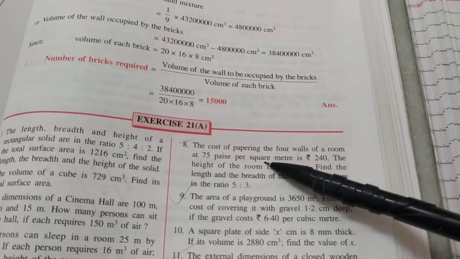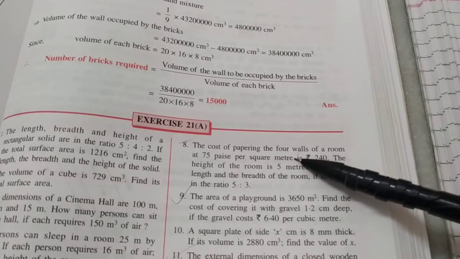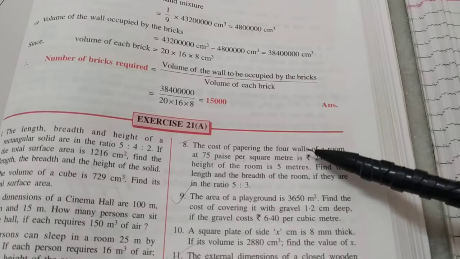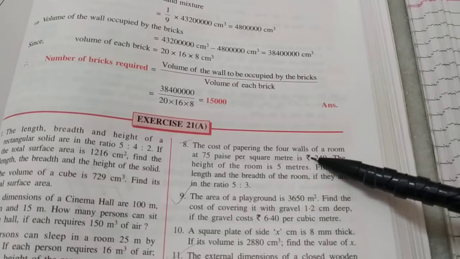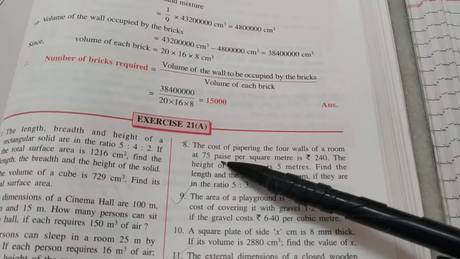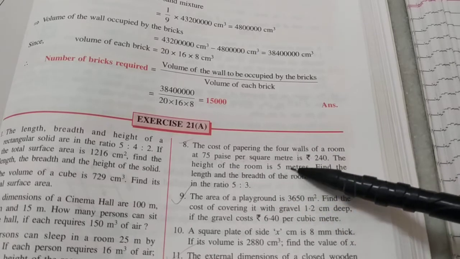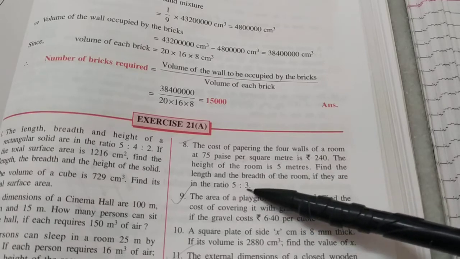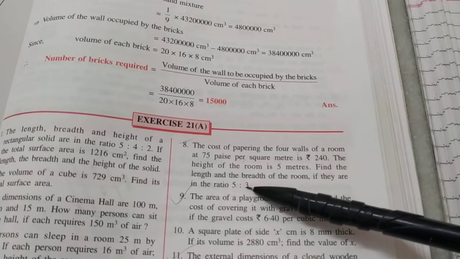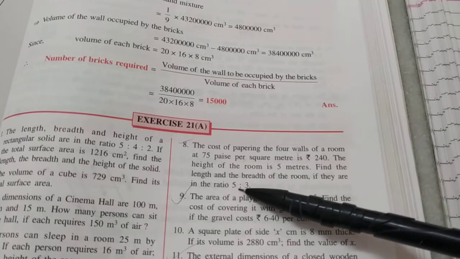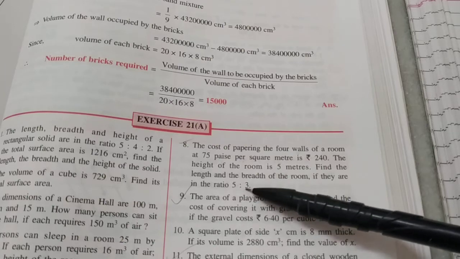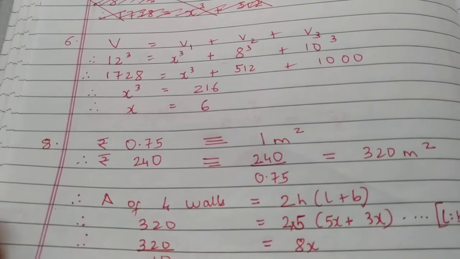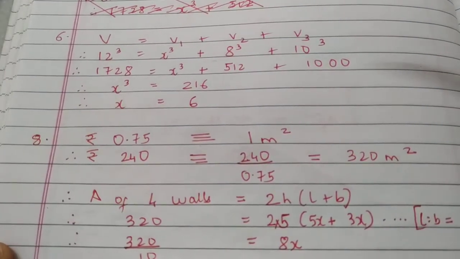So when the rate and the total cost is given, we can find the area. So let's first find the lateral surface area using this information. Note 75 paise will become 0.75 rupees. The height of the room is given and the length and the breadth ratio is given. So we can assume the length to be 5x and the breadth to be 3x. By using these values, we can find the value of x and hence we can find the values of length and breadth.